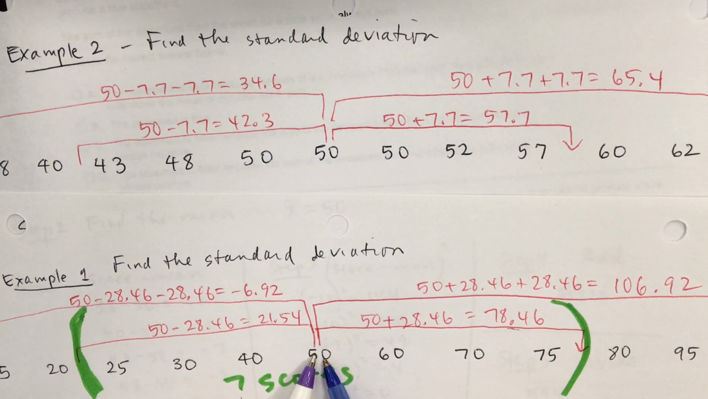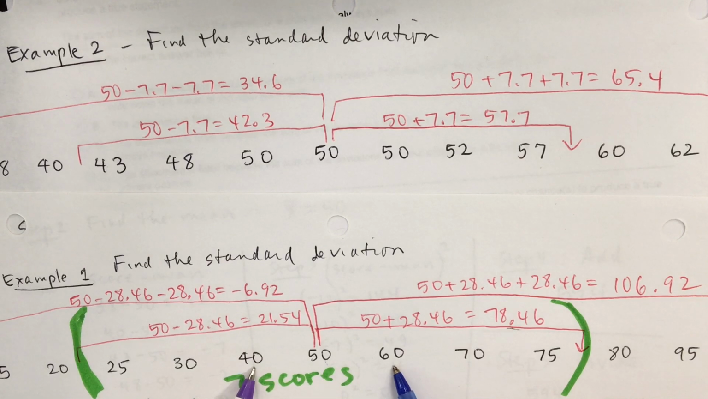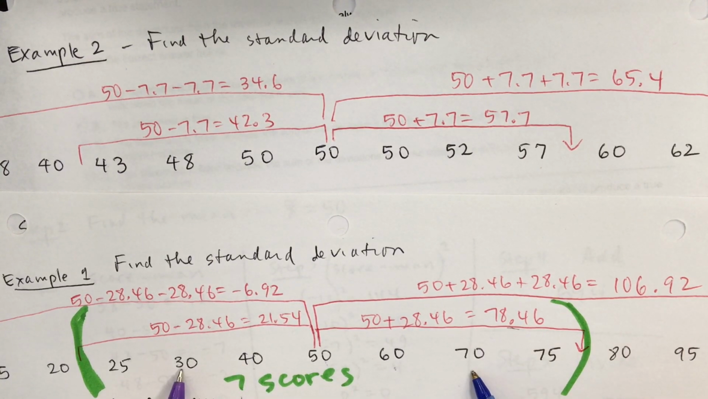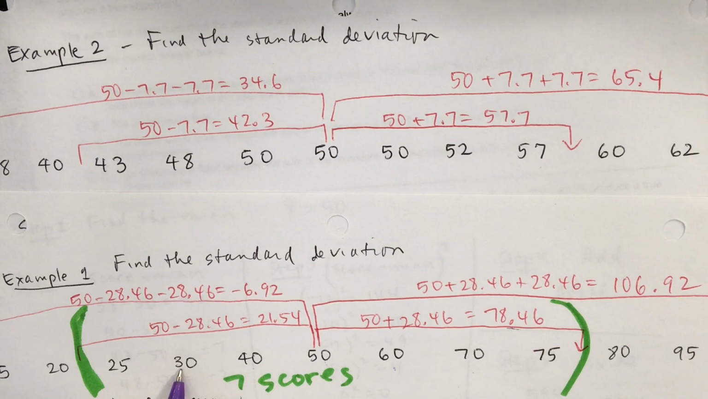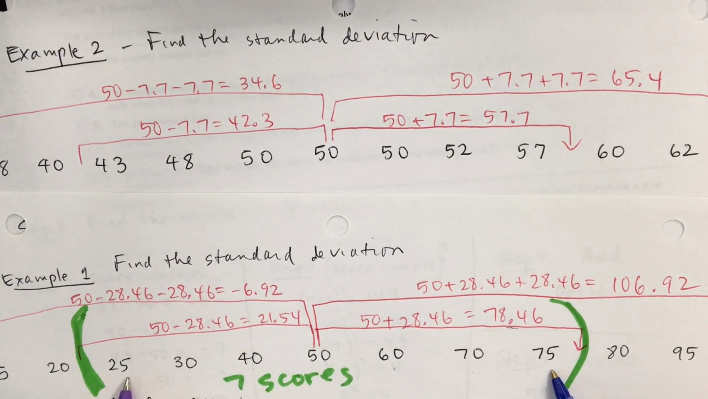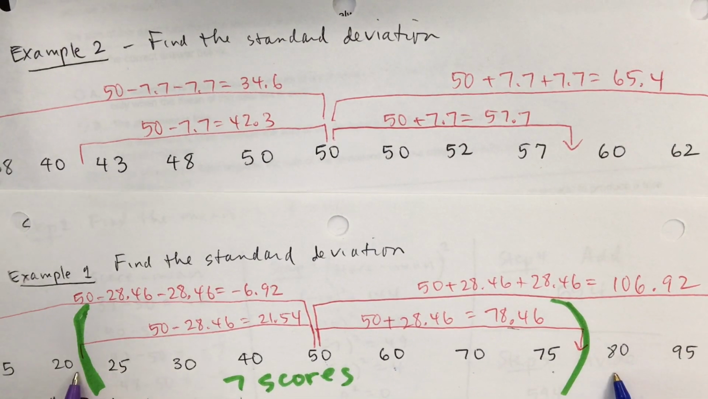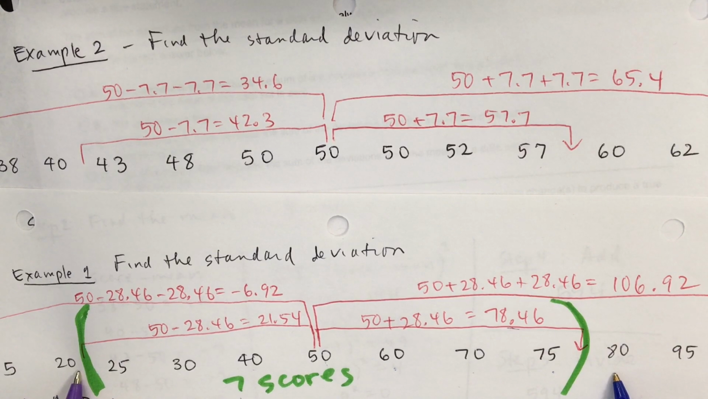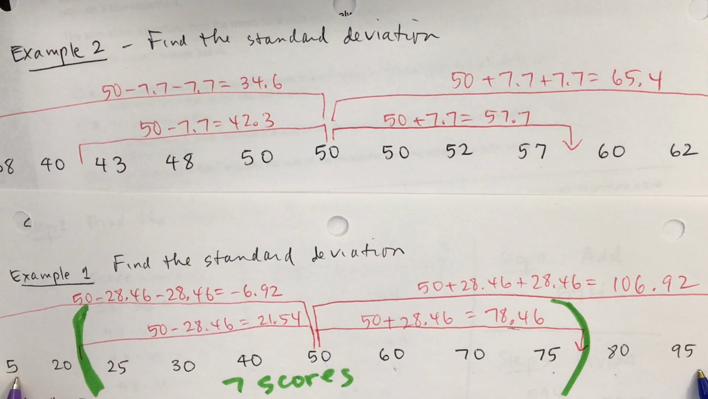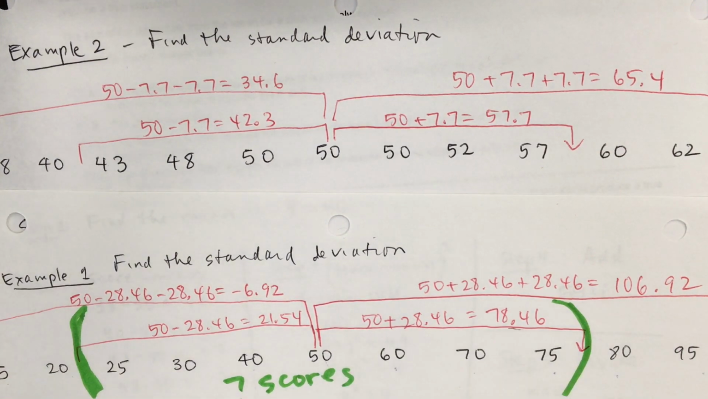Started with 50. I moved out 10 points. I got 40 and 60. I moved out another 10 points, 30 and 70. I moved out another 5 points, 25 and 75. I went 5 more, 20 and 80. And then I went 15, 5 and 95. So they're a perfectly balanced data set. You're typically not going to find that in the real world.